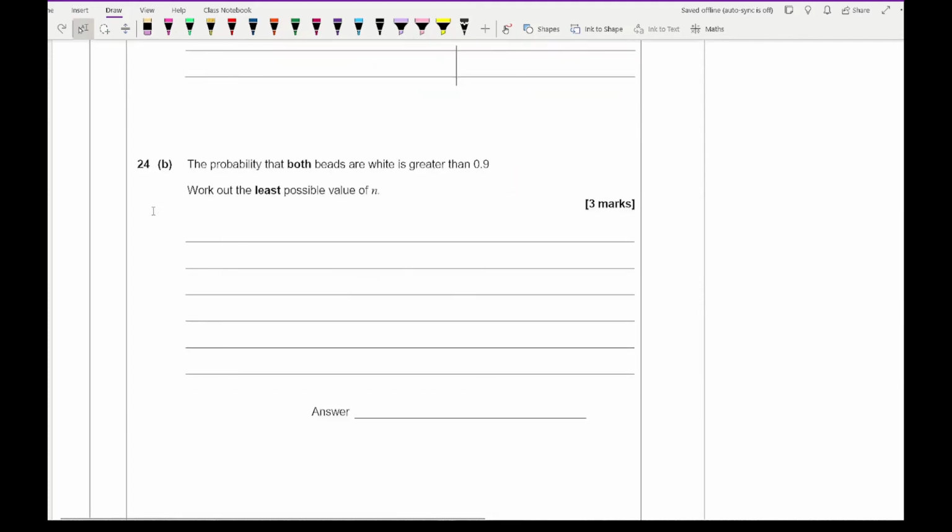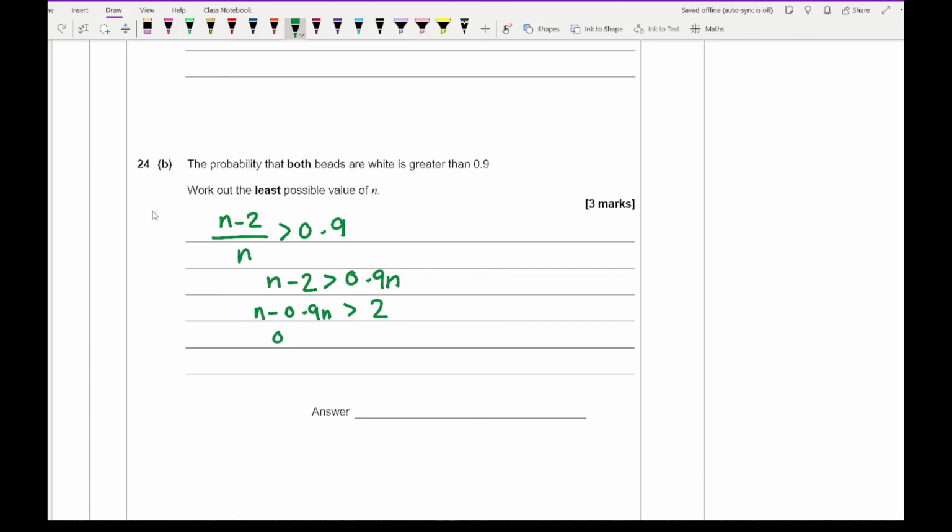Now for part b, it says the probability that both beads are white is greater than 0.9. Work out the least possible value of n. So using the answer from A, we've got that the probability of selecting 2 white beads is n minus 2 over n. And we want that probability to be greater than 0.9. So from this, if I then do n minus 2 is greater than 0.9 n, take the n over to the side, so n minus 0.9 n is greater than 2.